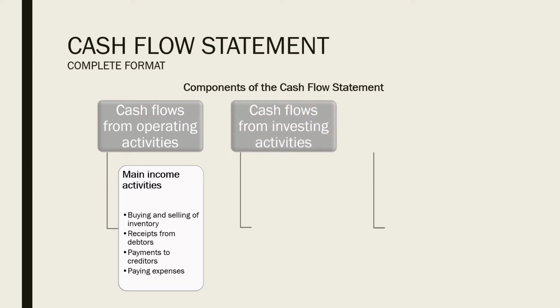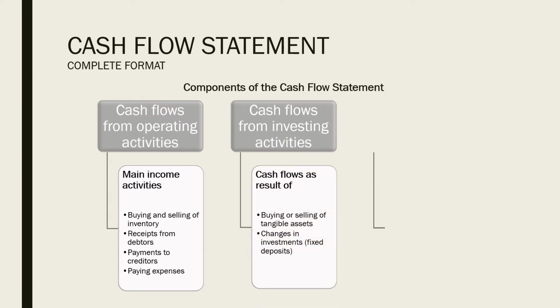The second component is the cash flows from our investing activities. And this will be cash flows as a result of the buying or selling of tangible assets. Buying would be an outflow of cash. Selling will bring an inflow of cash. And then changes in investments. When we make an investment, it would be an outflow of cash.